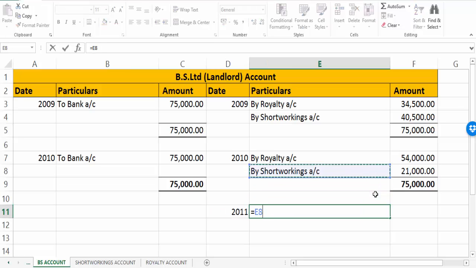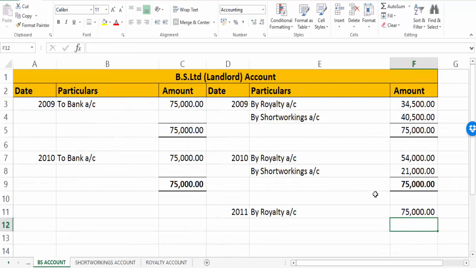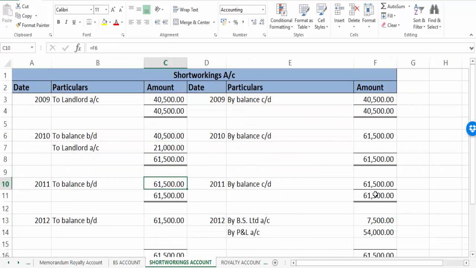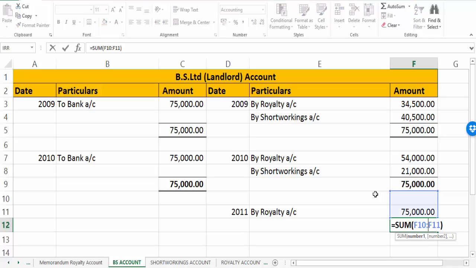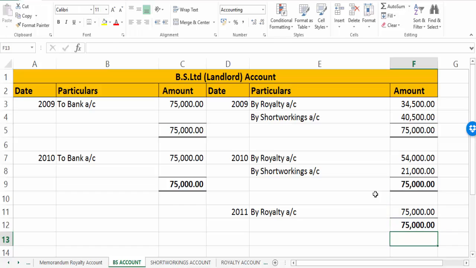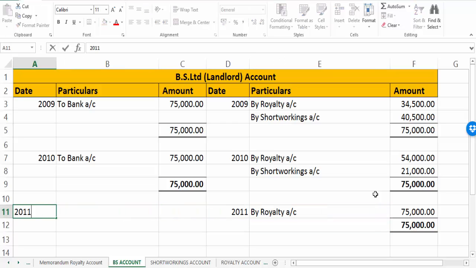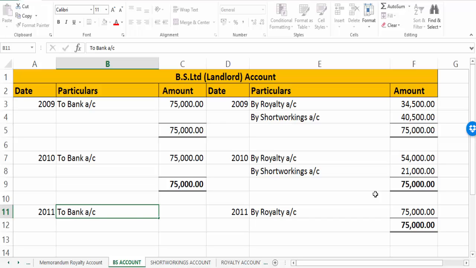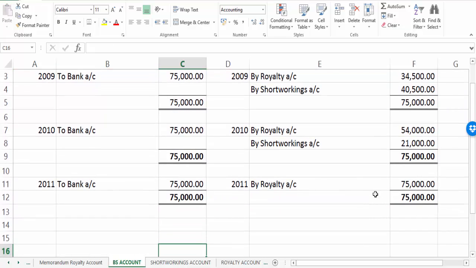Then moving on to 2011. What's the royalty amount? For that we should go to royalty account. In 2011 it is 75,000. Any short workings in 2011? Nothing. No entry in short workings with regard to landlord. So we can simply copy this. Fine. Let me just modify the formula. It's probably only F11. Right? And this should be paid, 2011 to bank account. It should be this 75,000. So let me total. So the 2011 story is also over.